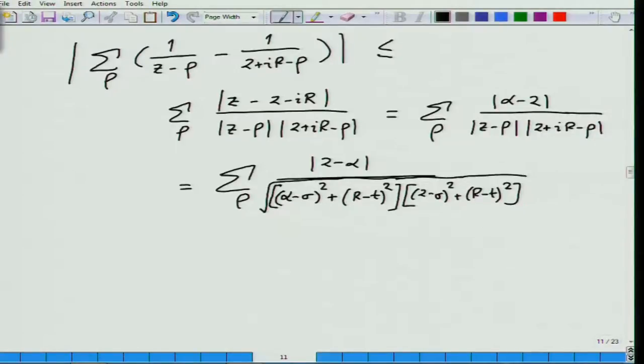Now, I need to get an upper bound. So I will replace alpha minus sigma with the smallest possible value. What is that? 0. Throw it off. What about this 2 minus sigma? It is not 0, but assume it is 0, throw it away. And this 2 minus alpha I need to replace with the largest value. The largest value of 2 minus alpha is 3. That is a much simpler expression.